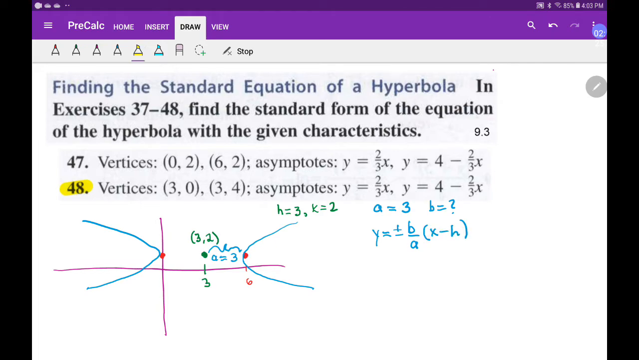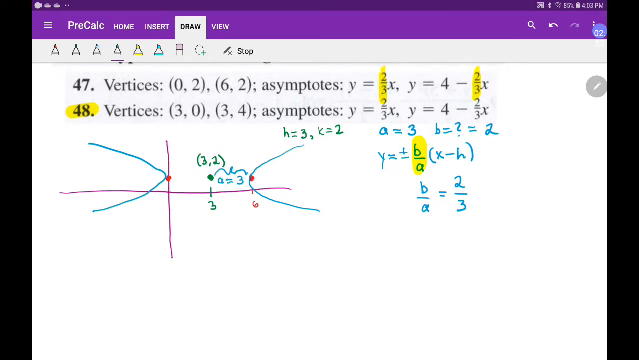So we don't have to figure out the whole equation, but we see 2/3 in front of x, and we're like, okay, I know what this is. That must be that b over a is equal to 2 on the top and 3 on the bottom. We know that a was 3, so b must be 2. And now I'm ready to write my formula.